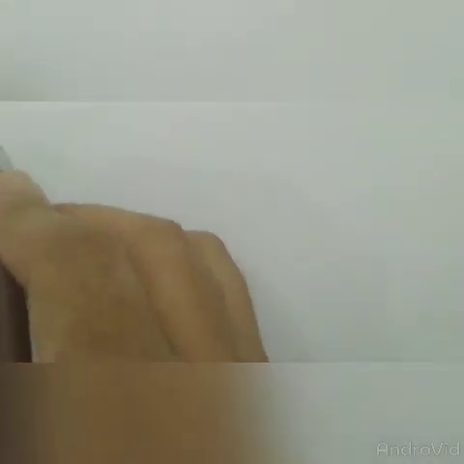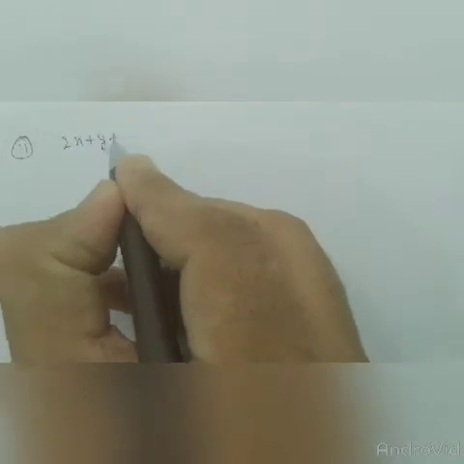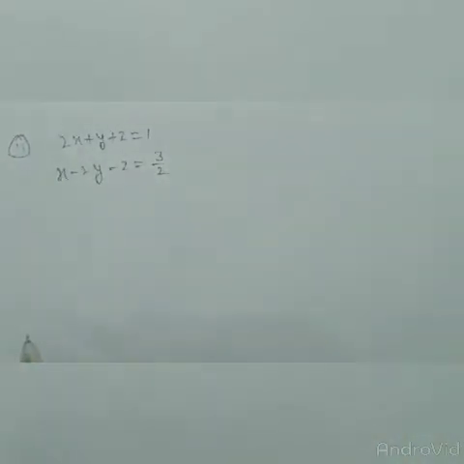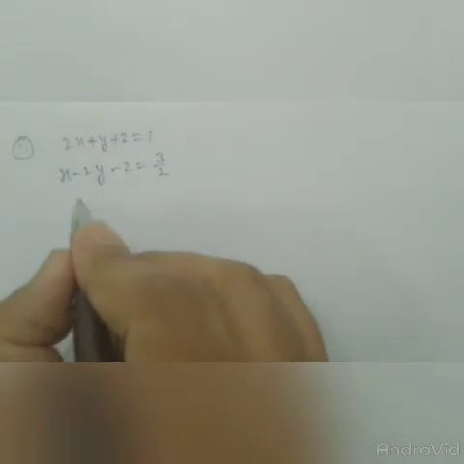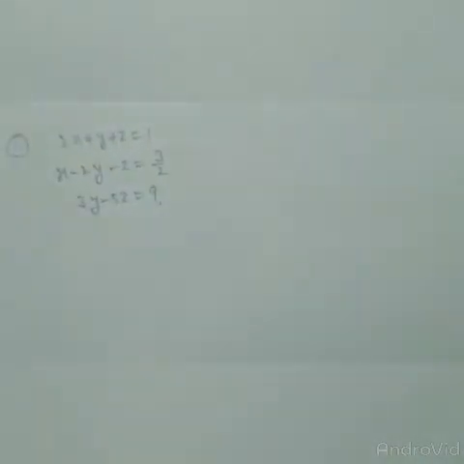Now we will discuss the next question, which is a 3 cross 3 matrix. Question 11. The system of equations is 2x plus y plus z equals 1. Next is x minus 2y minus z equals 3 by 2. Third is 3y minus 5z equals 9.